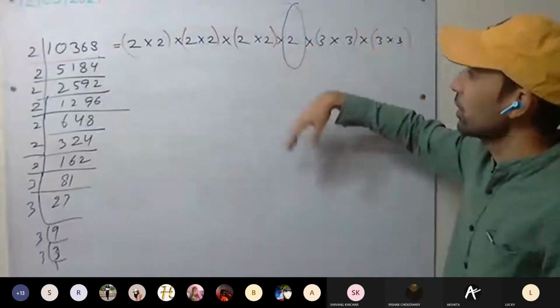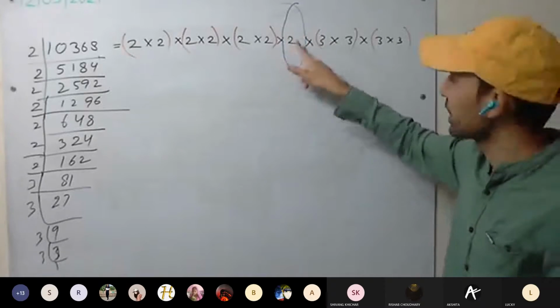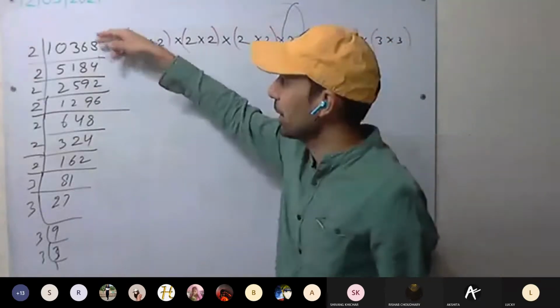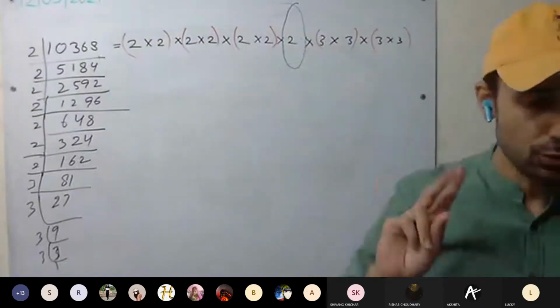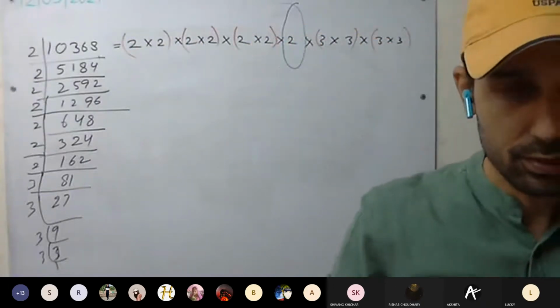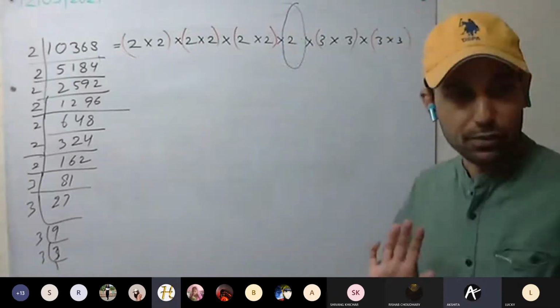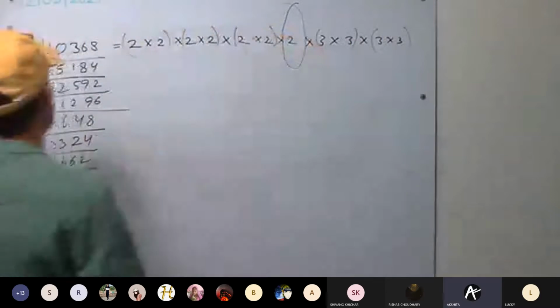Or we will multiply by 2 only. By the same number we have to multiply, 2, and it will be a perfect square. So the answer is 2 in both cases. Yes or no? Yes, sir. Everyone has understood? It's very easy.